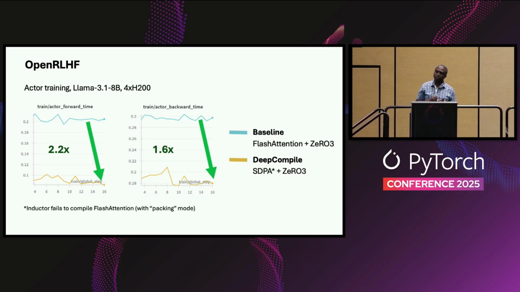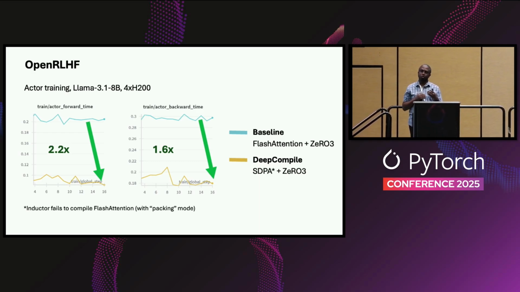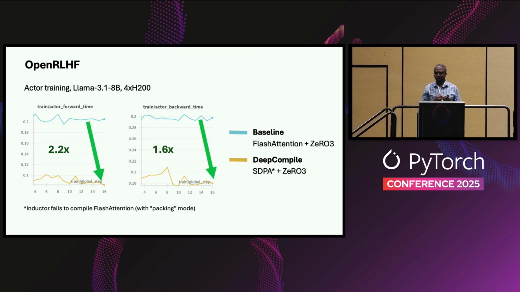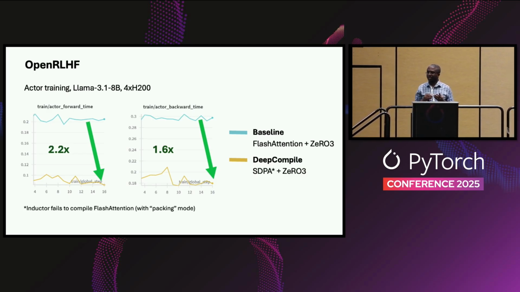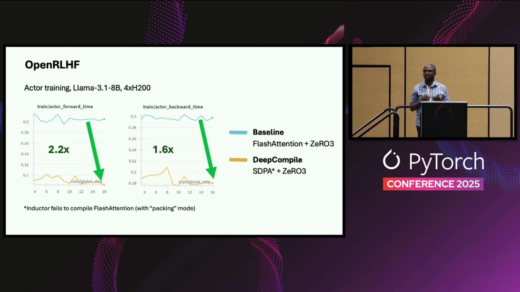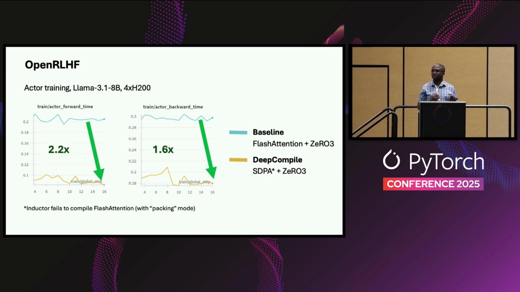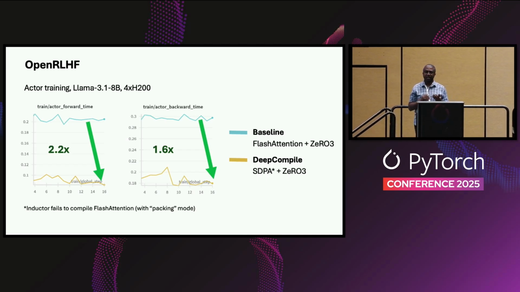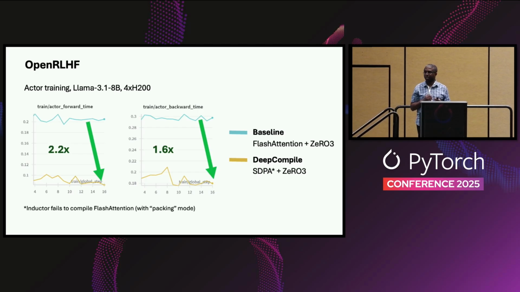We also applied this to reinforcement learning, in particular to the training portion of reinforcement learning. Here we're comparing a baseline of the manually implemented ZeRO-3 with flash attention and then the compiler approach. On the forward pass, we're able to cut the forward time in half, while on the backward pass, we're able to get like a 60% improvement.